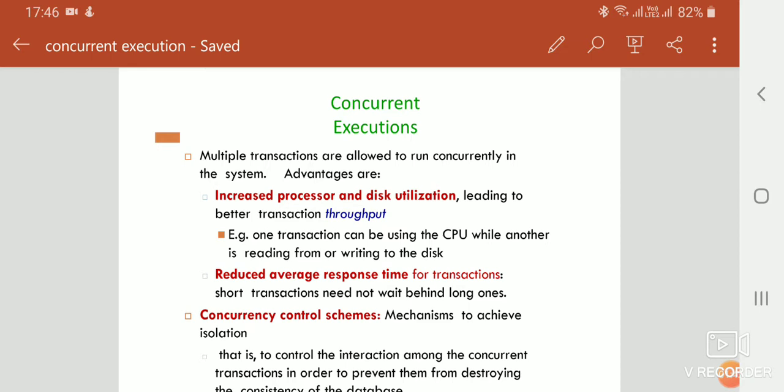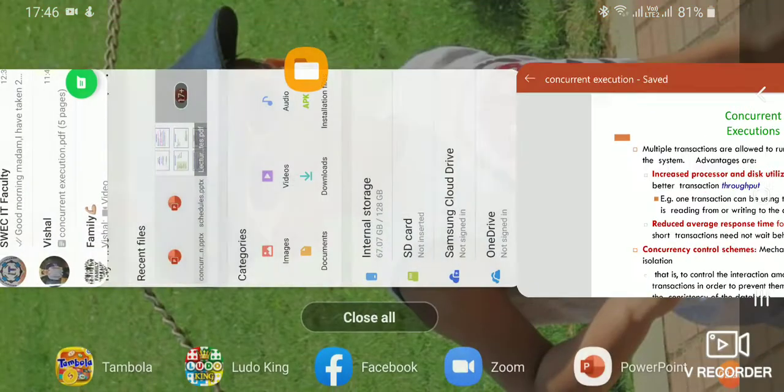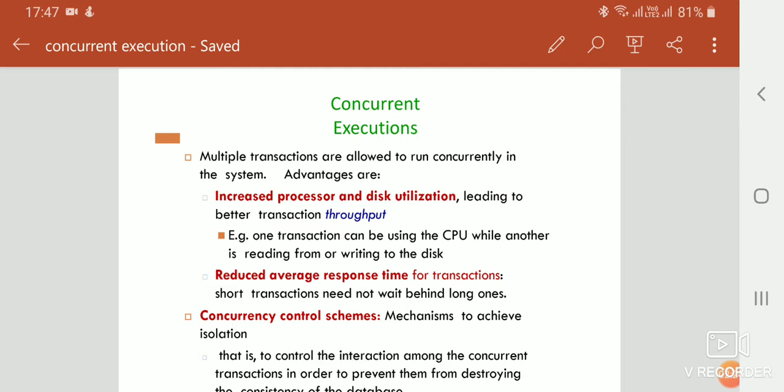The next advantage of concurrent execution is reduced average response time for transactions. There will be a mix of transactions running on a system, some short and some long. If transactions run serially, a short transaction may have to wait for a preceding long transaction to complete, which can lead to unpredictable delays in running a transaction. So if transactions are operating on different parts of the database, it is better to let them run concurrently, sharing the CPU cycles and disk access among them. Concurrent execution reduces the unpredictable delay in running transactions. Moreover, it also reduces the average response time, the average time for a transaction to complete after it has been submitted.